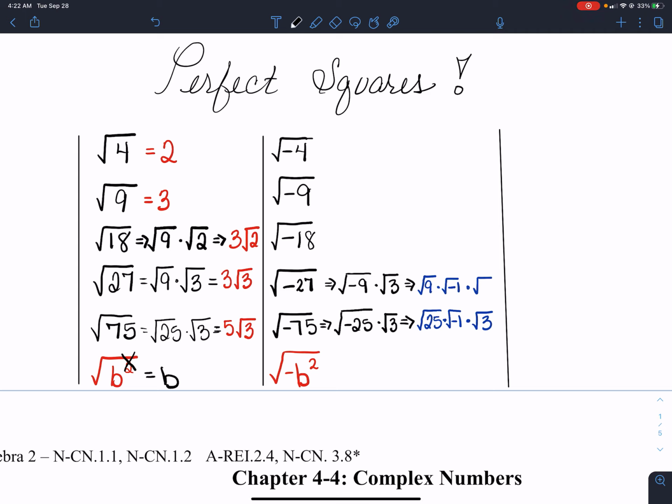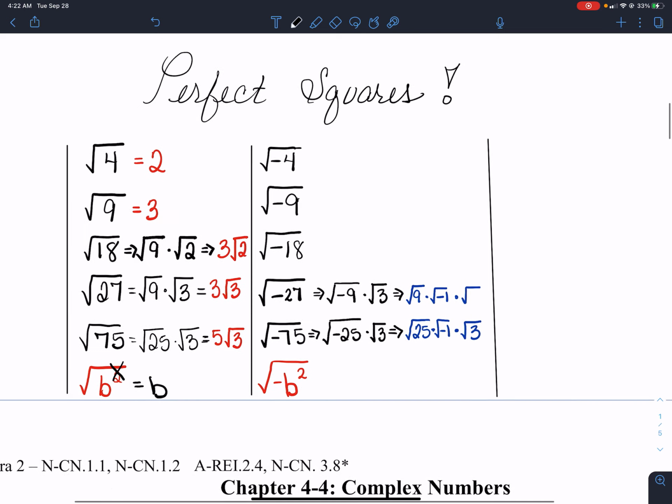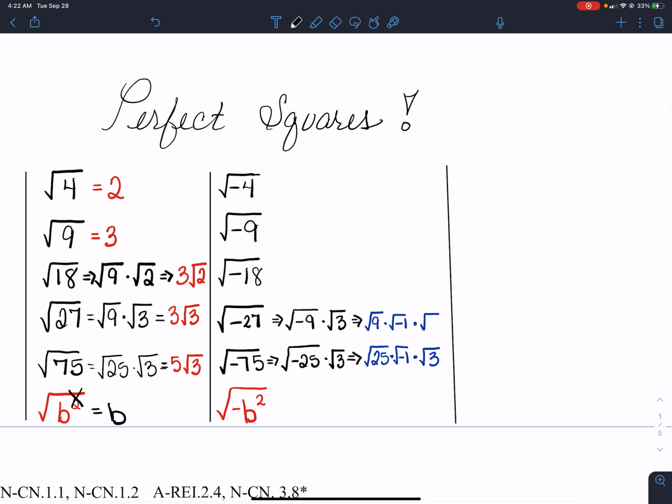Okay. So on my first column, those were all positive radicals. Even though some of them needed to be broken apart into smaller radicals, still they were all positive. Okay. All right, so let's go over to the second column that I have here. I have the square root of negative 4. Okay. So that one there can be broken apart into the square root of 4 times the square root of negative 1.